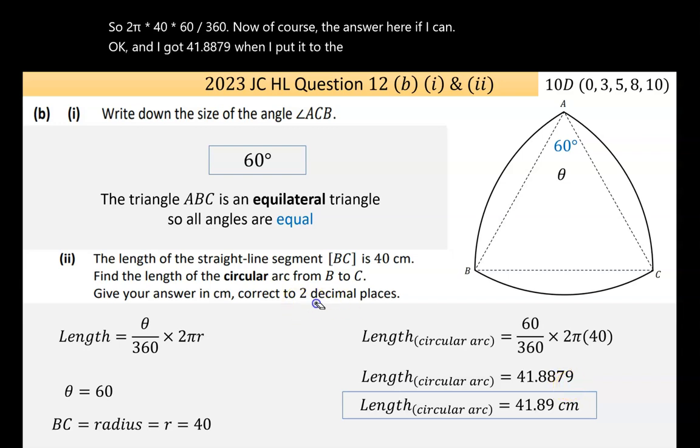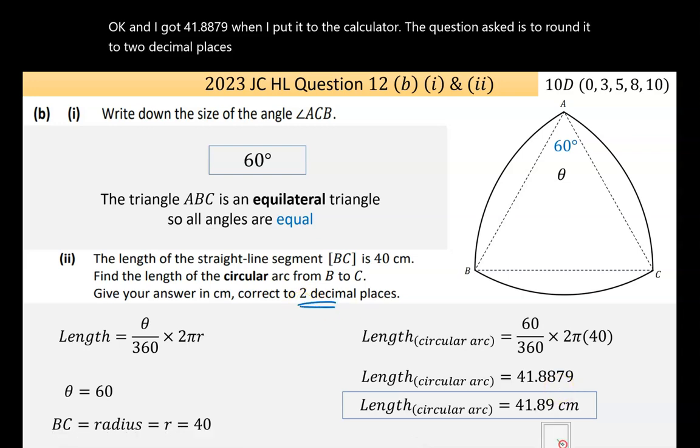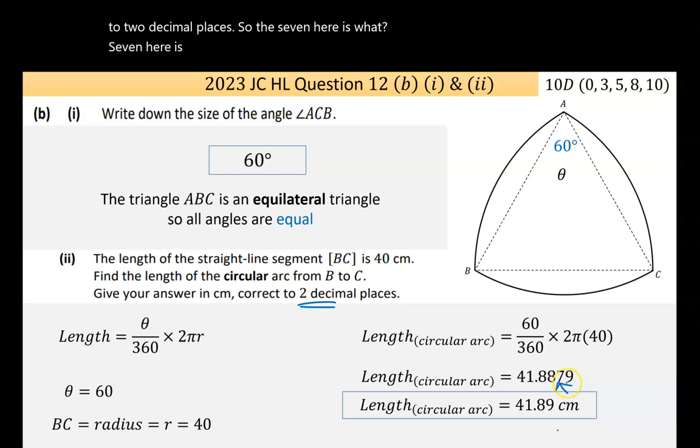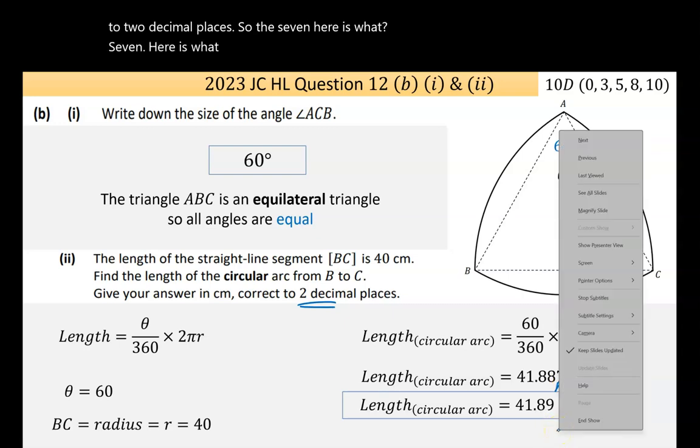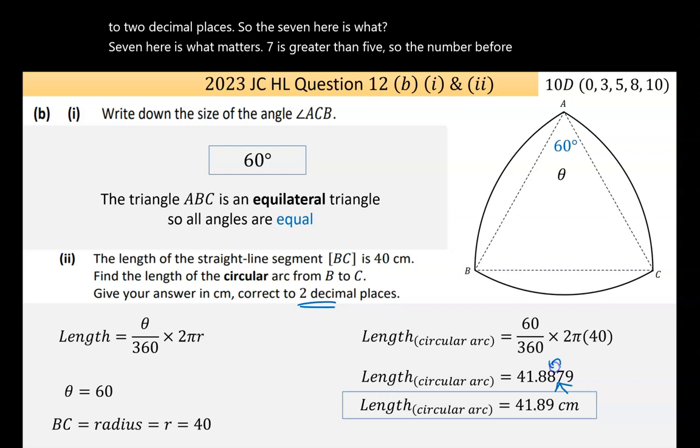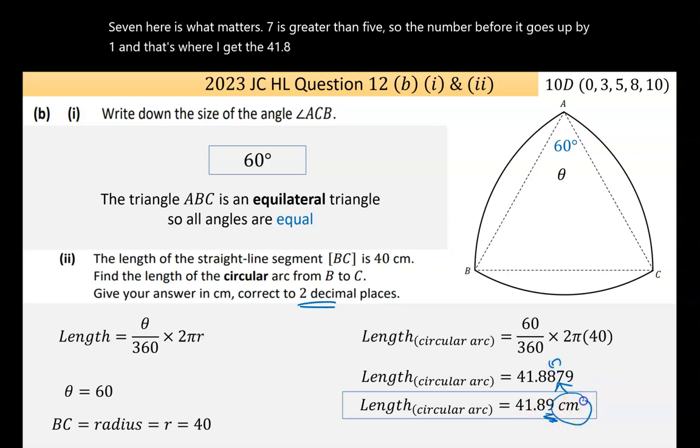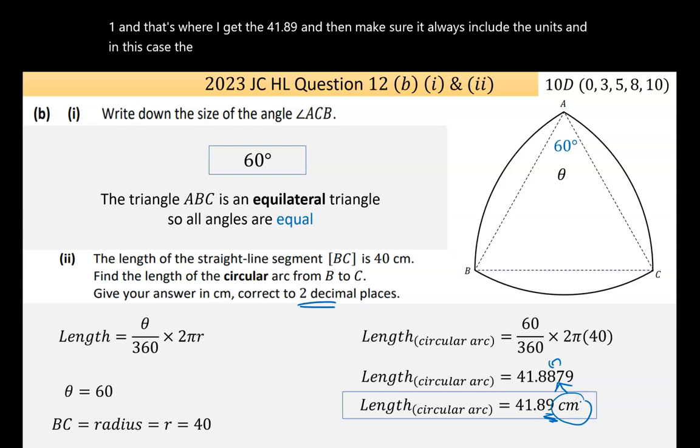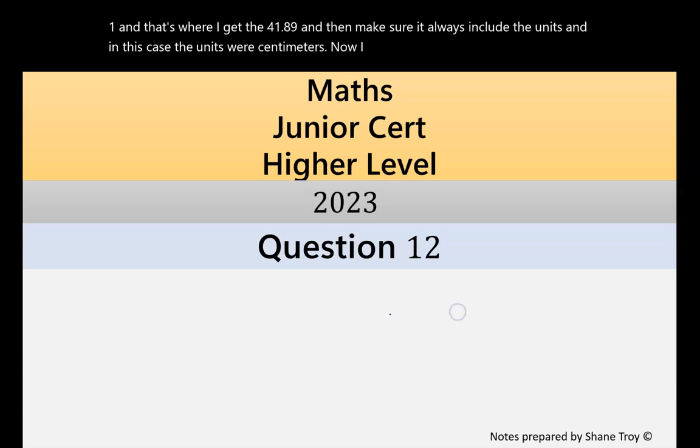The question asks us to round it to 2 decimal places. So the 7 here is what matters. 7 is greater than 5, so the number before it goes up by 1. And that's where I get the 41.89. And then make sure to always include the units. And in this case, the units were centimeters. Now, I think that's the end of question 12.